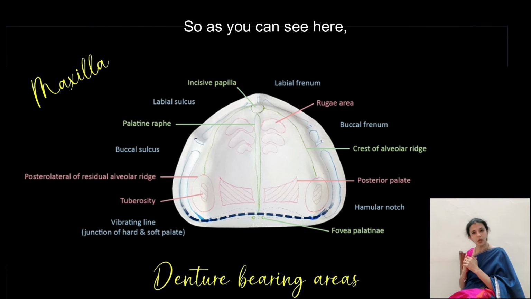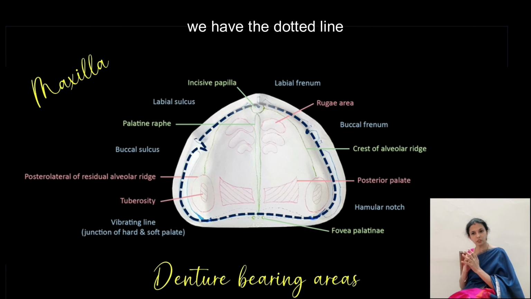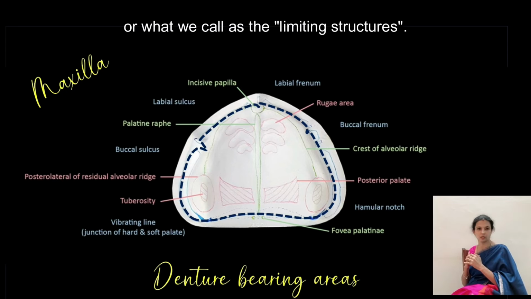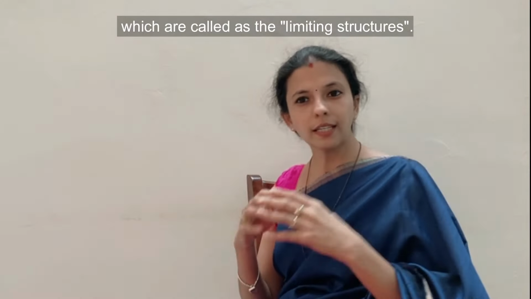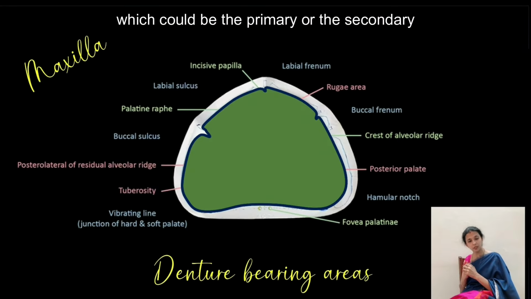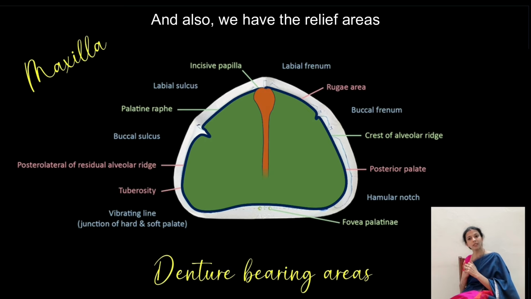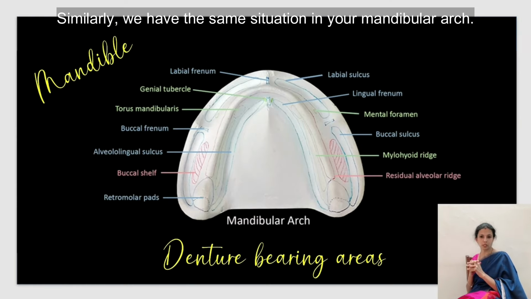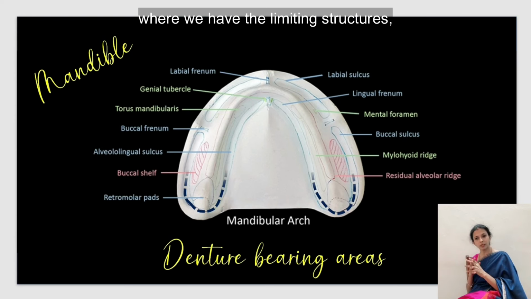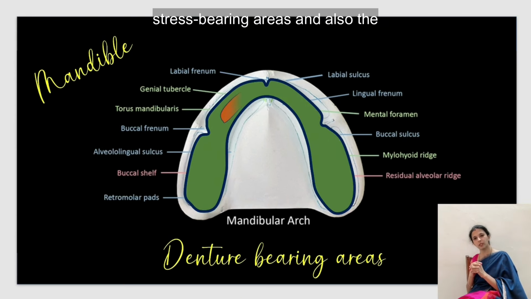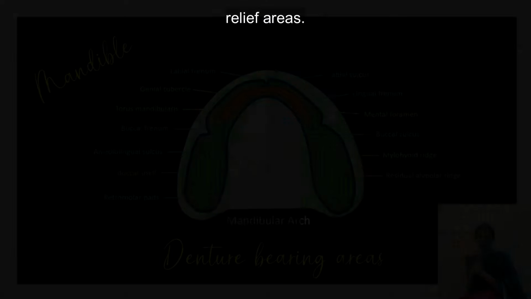As you can see here, we have the dotted line which is representing the peripheral structures, or what we call the limiting structures. It is the vestibule and the freni, which are called the limiting structures. Then we have the supporting areas, which could be the primary or the secondary stress bearing areas, and also we have the relief areas which need to be relieved. Similarly, we have the same situation in your mandibular arch where we have the limiting structures, the supporting structures with the primary and secondary stress bearing areas, and also the relief areas.